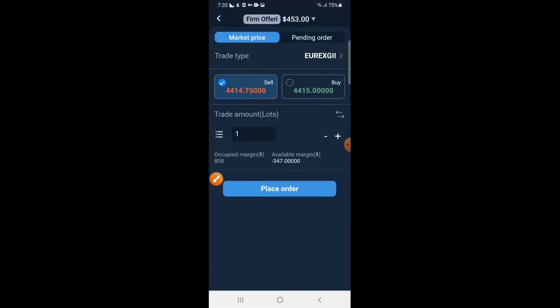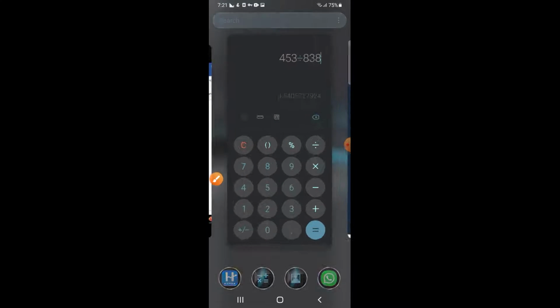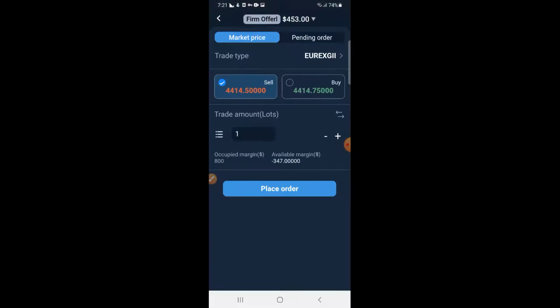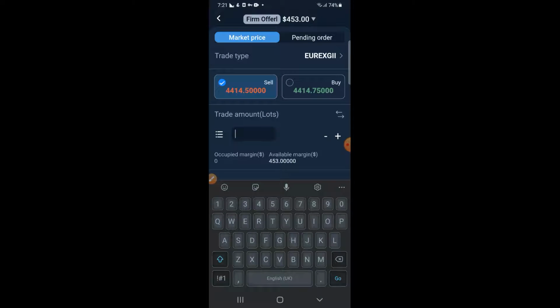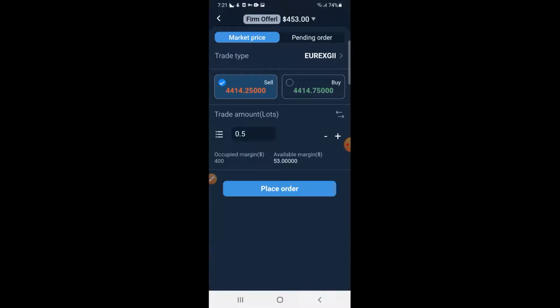Click, and here it is showing lot, the trade amount lot, and my lot is what? I am calculating it, 0.5. This is your lot size, 0.5, in this way. But don't place your order first.